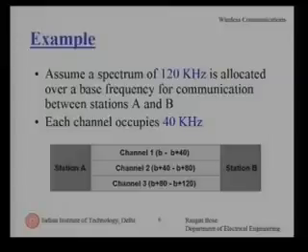Let us look at a simple example. Suppose we have an allocation of about 120 kilohertz of bandwidth, and we require to communicate from station A to station B. A very simple way is to divide the entire bandwidth into 3 sub bands, and each one here is known as a channel. Channel 1, channel 2 and channel 3 share about 40 kilohertz of bandwidth each. Clearly this is idealized, because we do not have the luxury to so neatly partition the bandwidth.